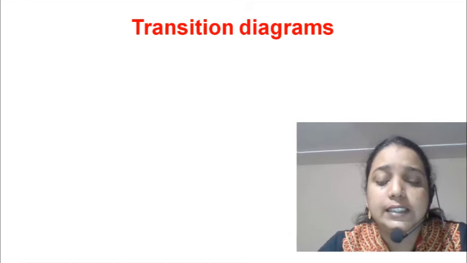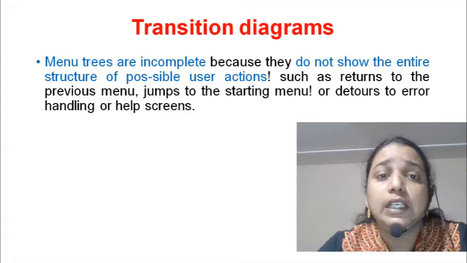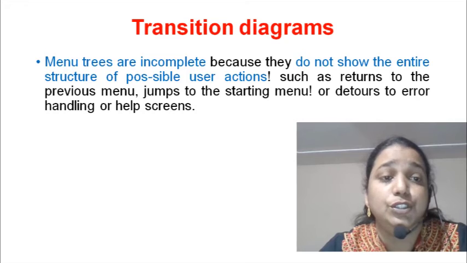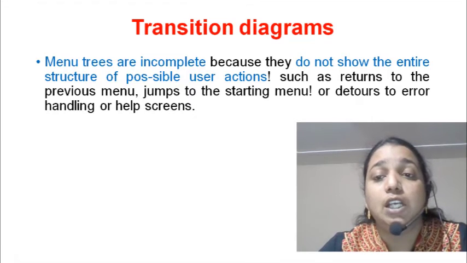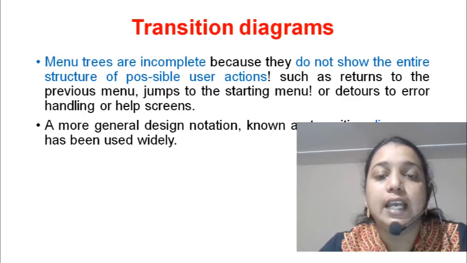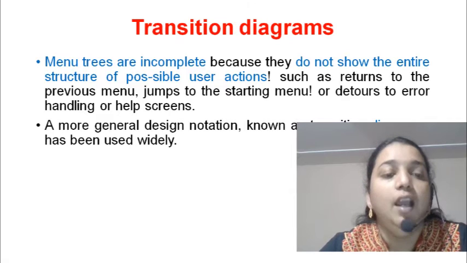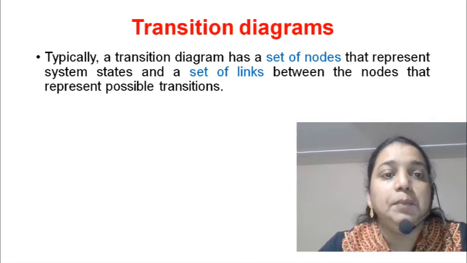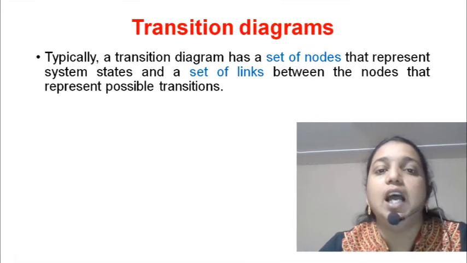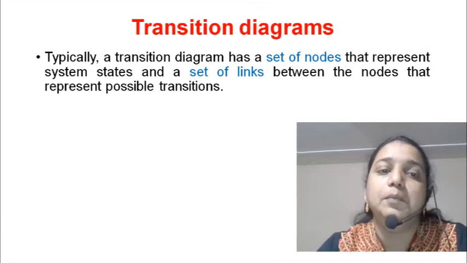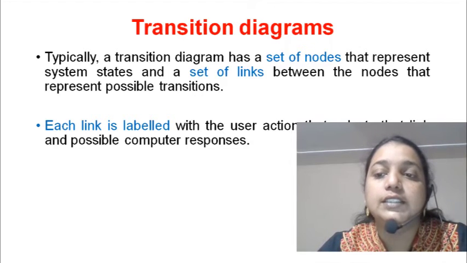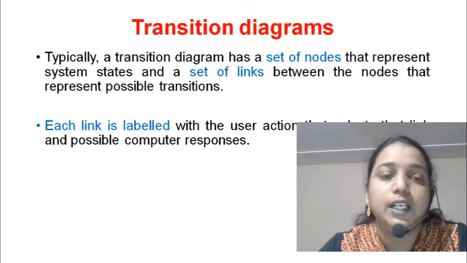And the transition diagram. Menu trees are incomplete because they do not show the entire structure of possible user actions, such as return to the previous menu, jumps to the starting menu, or detours to error handling and help screens. The more general design notation, known as the transition diagram, has been used widely. Typically, a transition diagram has a set of nodes that represent system states and a set of links between the nodes that represent possible transitions. Each link is labeled by the user action that selects that link and possible computer responses.